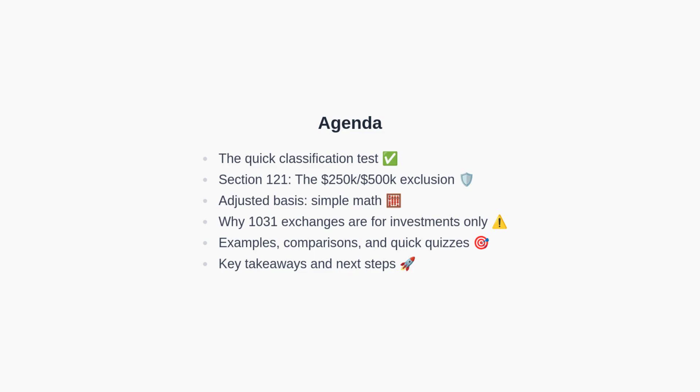Moving forward, here's our roadmap. We'll classify your property, explore the Section 121 exclusion, compute adjusted basis step by step, clear up 1031 exchange confusion, walk through examples and comparisons, then finish with key takeaways and action steps.